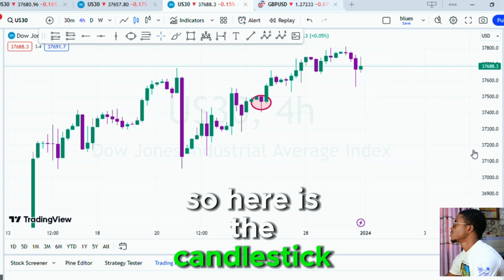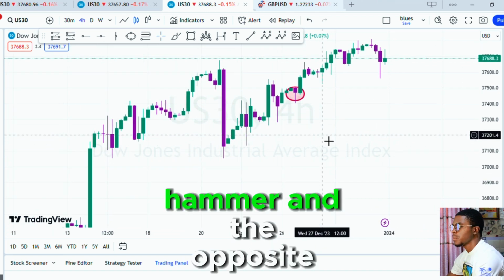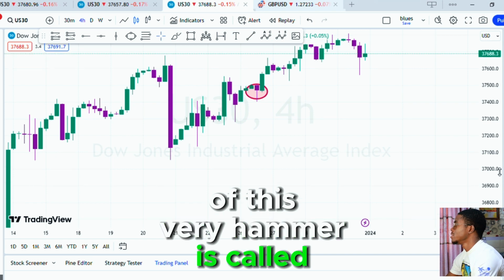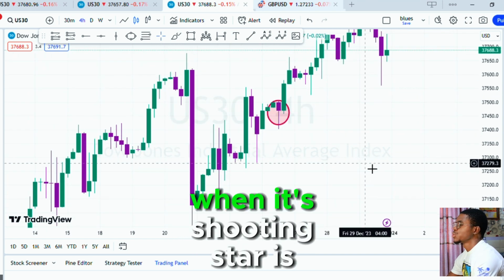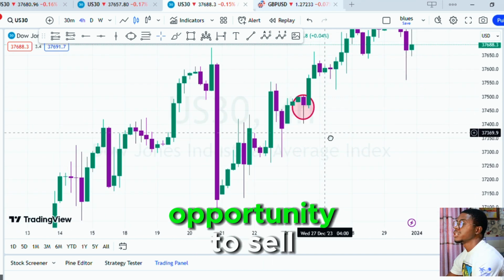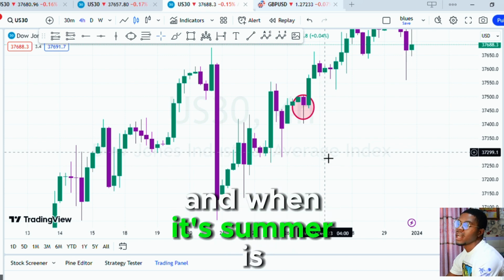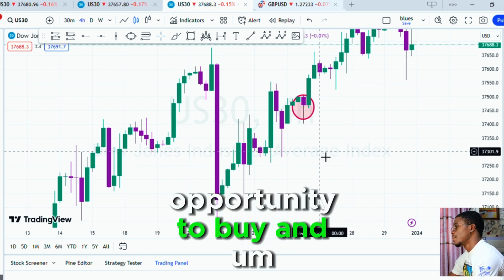So here is the candlestick. It's called hammer, and the opposite of this very hammer is called shooting star. When it's shooting star, it's an opportunity to sell, and when it's hammer, it's an opportunity to buy.